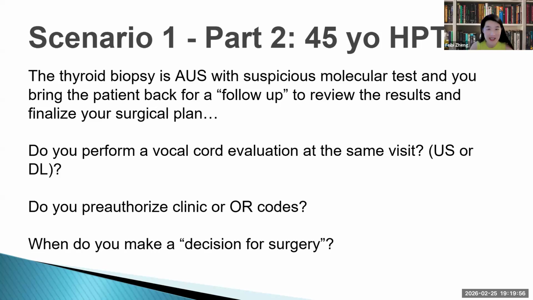Okay, so adding more complexity to this scenario. Your thyroid biopsy comes back as AUS with suspicious molecular, and you bring the patient back for a follow-up to review the results and finalize your surgical plan. Do you perform a vocal cord ultrasound at this visit? And do you do it with ultrasound or a laryngoscopy? And then do you try to pre-authorize some of these procedures? When you plan to take this patient to the operating room, what kind of codes are you going to try to pre-authorize? And when do you make a decision for surgery? Or when did you make a decision for surgery in this case?